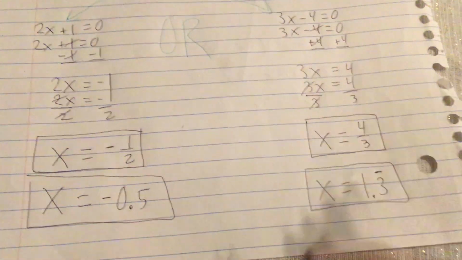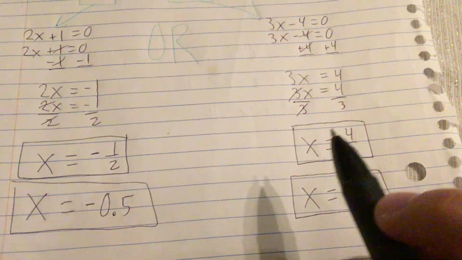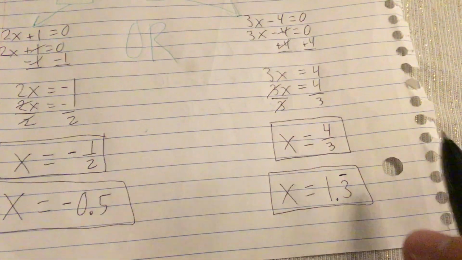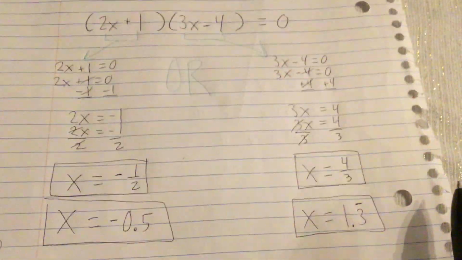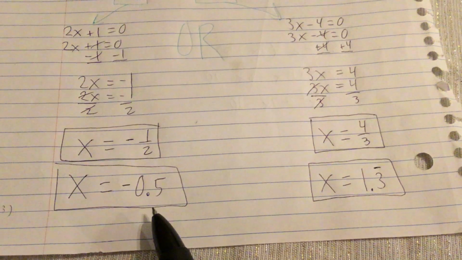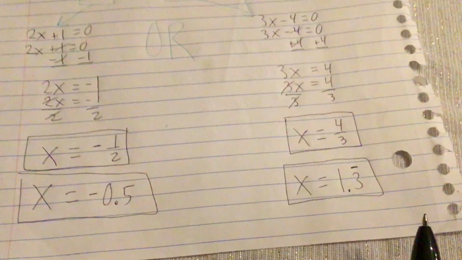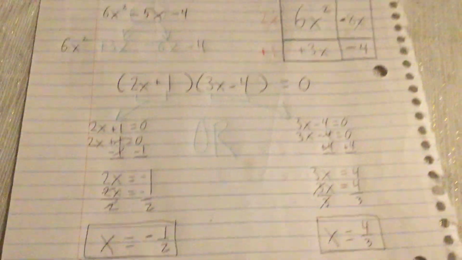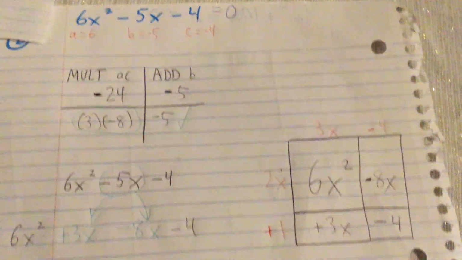So either x is equal to negative 1/2 or positive 4/3. Either one, and I'm happy. X is equal to negative 0.5 or 1.3 repeating. Okay. All right, moving on to problem number 3.